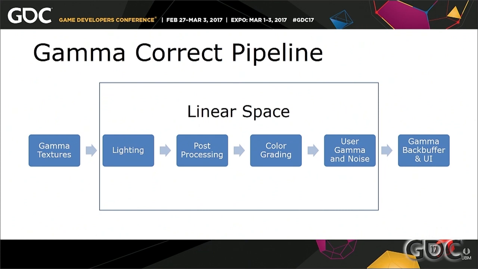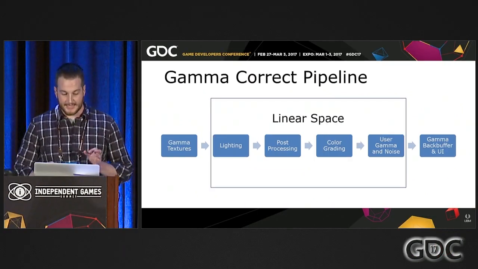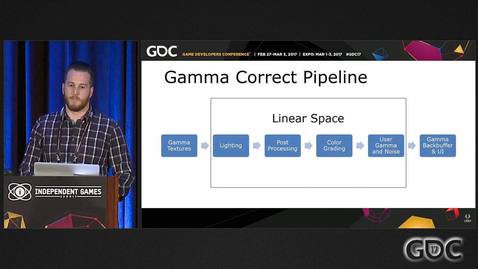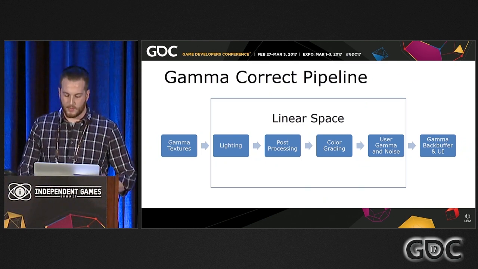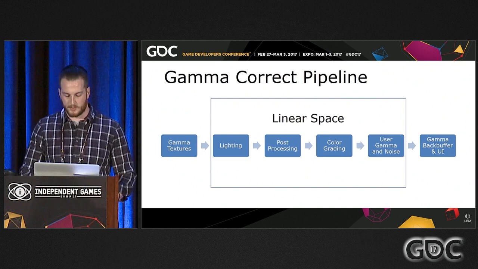Through development of the game, it was kind of difficult to figure out exactly how you make a gamma correct pipeline because there aren't very many examples of exactly how you do it. So I just wanted to sort of summarize how we did it, and hopefully other people can use that to do the same.